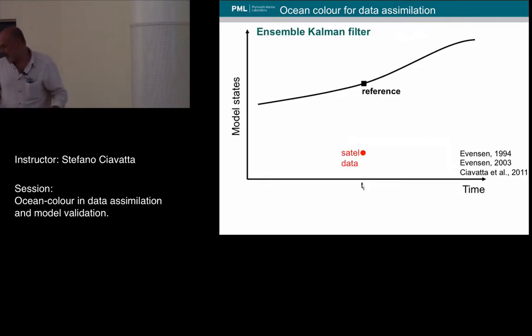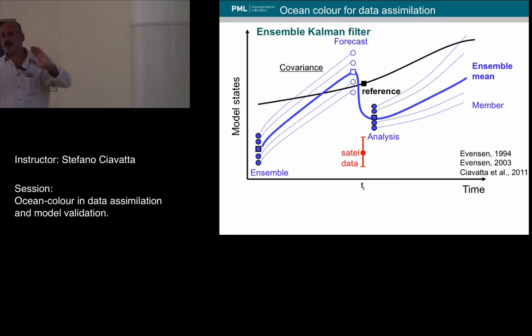So, what are the various data assimilation methods? This is the one that I'm currently using and for which we will see several applications: the ensemble Kalman filter, where we are running an ensemble of parallel simulations because these give us the chance to estimate the covariances between chlorophyll, if we are assimilating chlorophyll, and all the other model state variables.